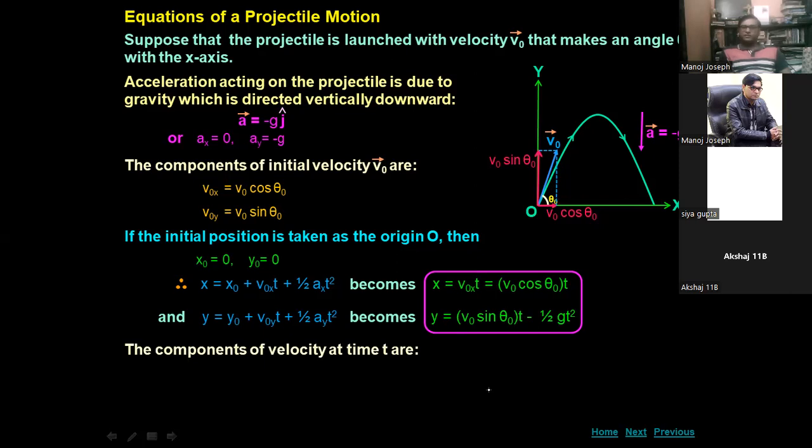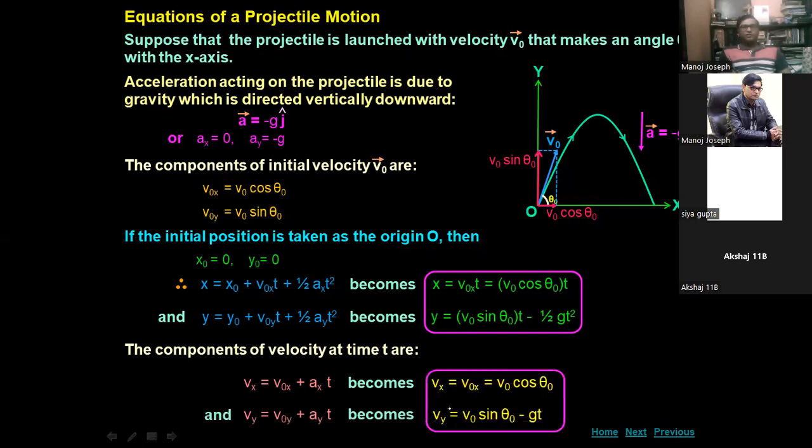The components of velocity at time t are: vx is equal to v naught x plus ax t. When we substitute the value of v naught x, it becomes v naught cos theta. And for the y-axis, vy is equal to v naught y plus ay t. We substitute all the components along the y-axis, then it becomes vy equals v naught sin theta minus g t, because the acceleration is negative along the y-axis.